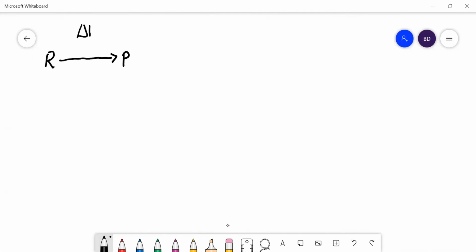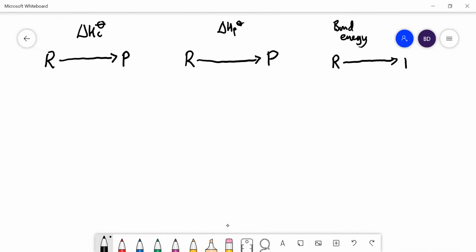Now, if we give them delta HC data, delta H combustion data, or they might, in a problem, give us delta HF data, or they might give us bond enthalpies, bond energies. And we've got reactants going to products. Now, the tricky thing when you get one of these problems is you have to decide what's the third thing to go in our Hess's Law triangle. Now the third thing, when you're given delta HC, is you want CO2 and H2O, combustion products.